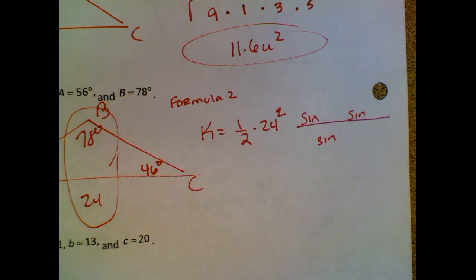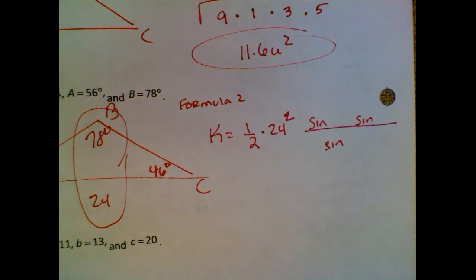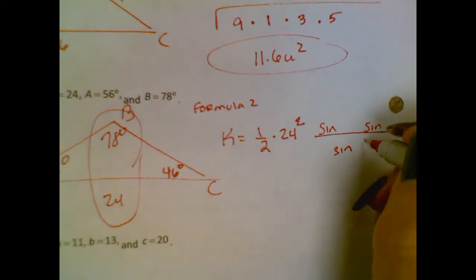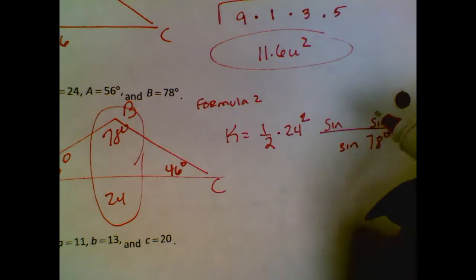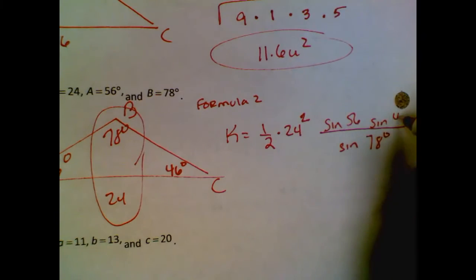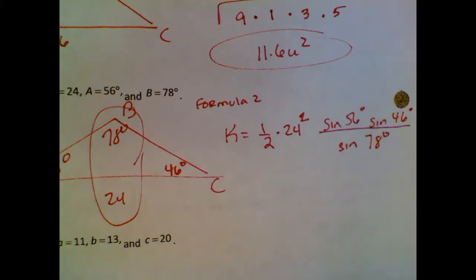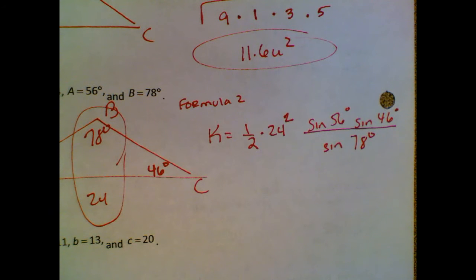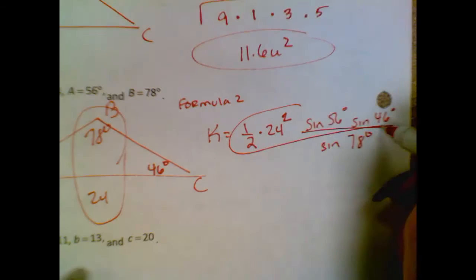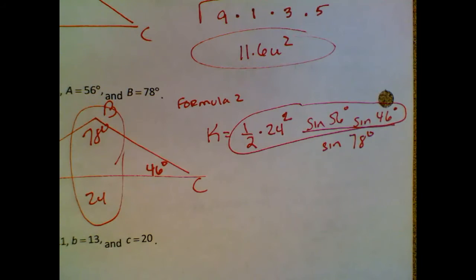I just have one question. Which of these 3 angles goes on the bottom? 78. Why 78? It's across from the side. Very good answers, people. It does matter. The 2 on the top don't matter, but the one on the bottom matters. So when you're putting this in the calculator, do all the top stuff first.